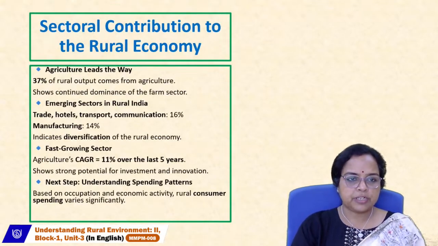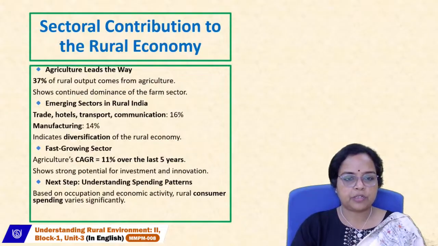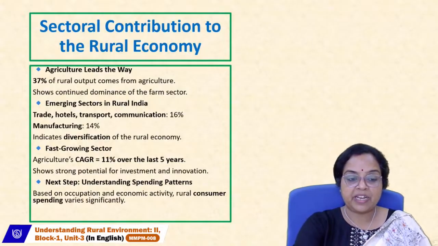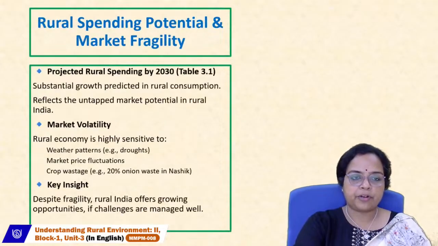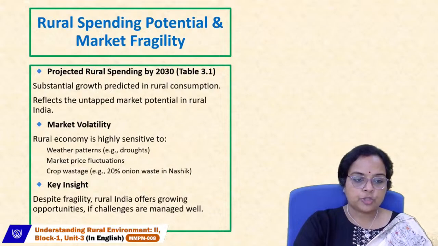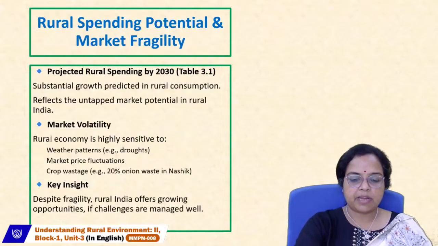Sectoral contribution to the rural economy: 37% of rural output comes from agriculture. Based on occupation and economic activity, rural consumer spending habits are also different, and this is significant from the rural marketing point of view. Rural spending potential: substantial growth is predicted in rural consumption. The rural economy is highly sensitive to weather patterns, market price fluctuation, and crop wastage. So, despite fragility, rural India offers growing opportunity to marketers if the challenges are managed well.